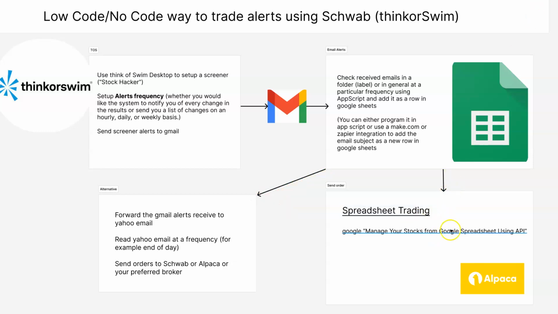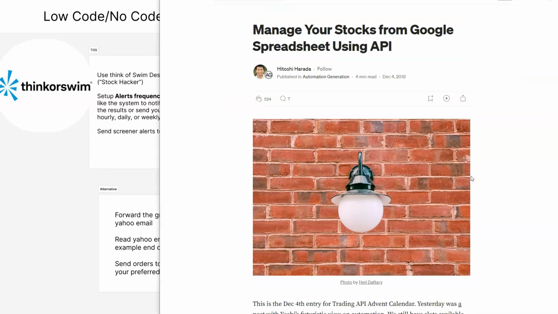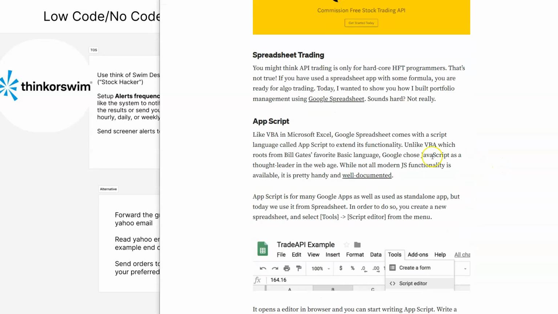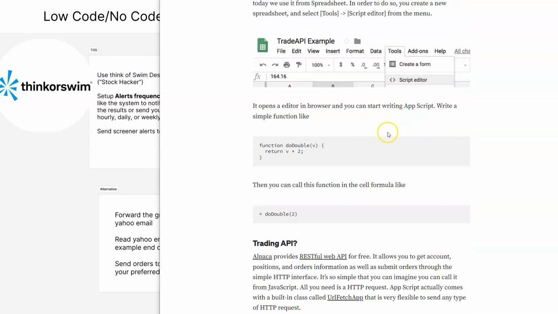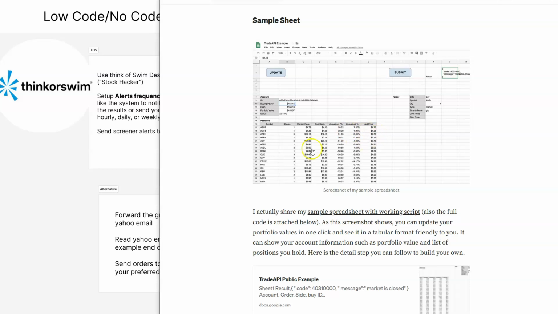First is spreadsheet trading. Basically, you have to use this add-on. I think it's not provided by Alpaca, but someone wrote it. Spreadsheet trading uses AppScript, which is like VBA in Microsoft Excel, to trade, and they have given you a sample sheet. You just need to know how many shares you want to buy, the symbol, the quantity, whether you want to buy at market or limit, and you just click the submit button. And this can be automated using AppScript.